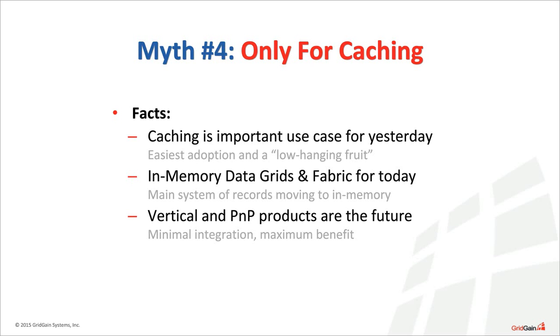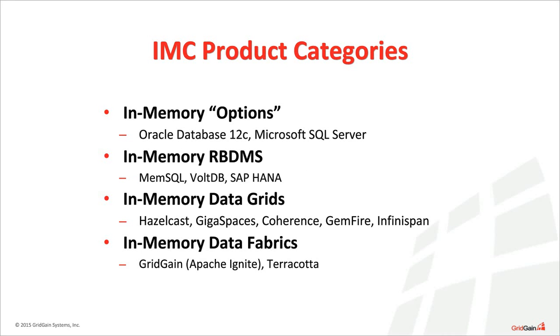So let's talk about some of the product categories. Now, let's be clear. I'm mentioning 4 here, but there are probably another four we can mention, like in-memory analytics and in-memory BI systems. We're not really talking about those today. We're talking about what, traditionally, historically, we call middleware for developers. So we're talking about in-memory options, the in-memory DBMS, the in-memory data grids, and in-memory data fabric.